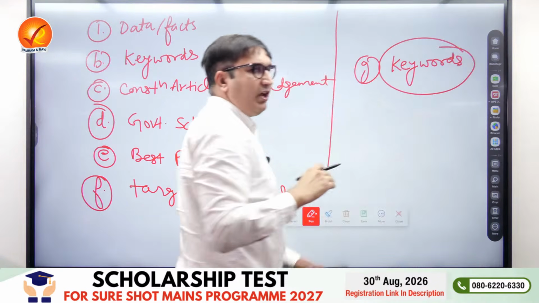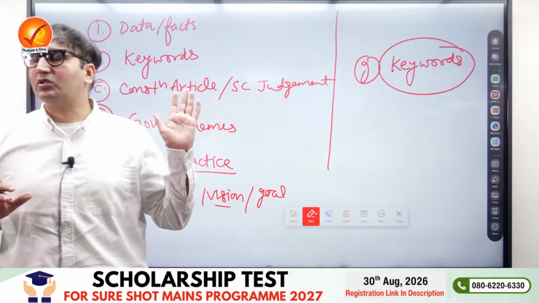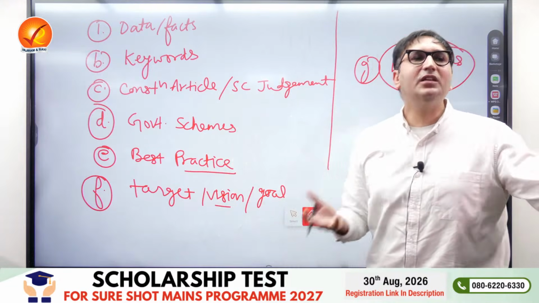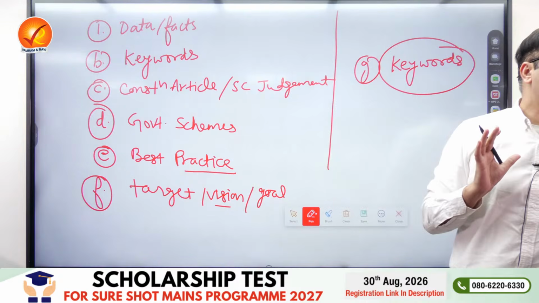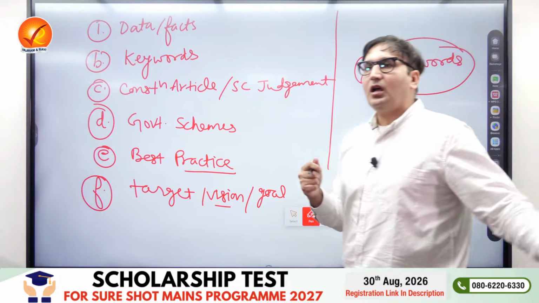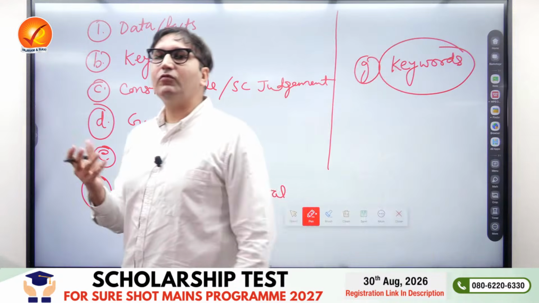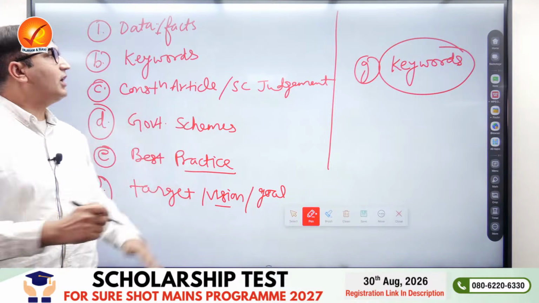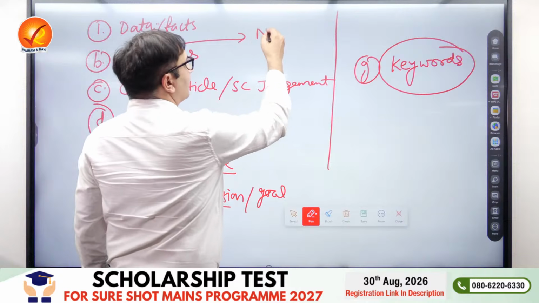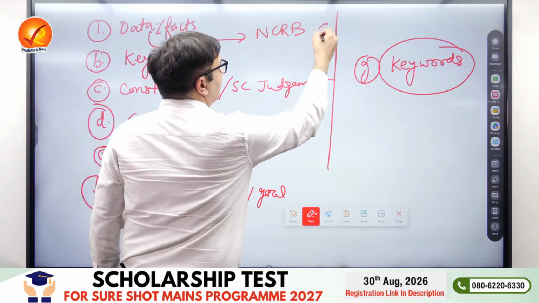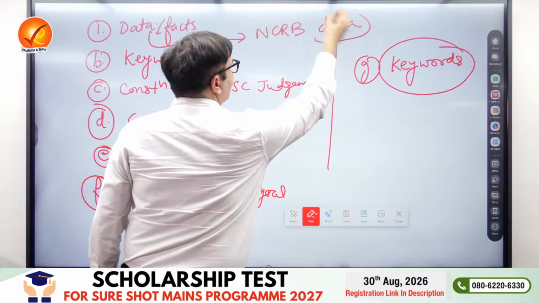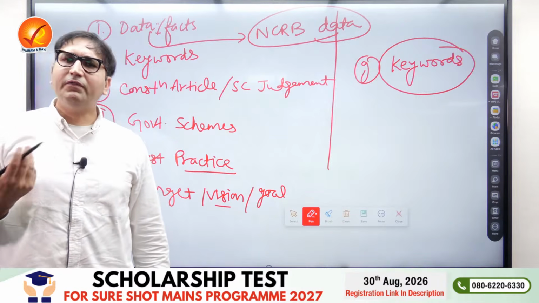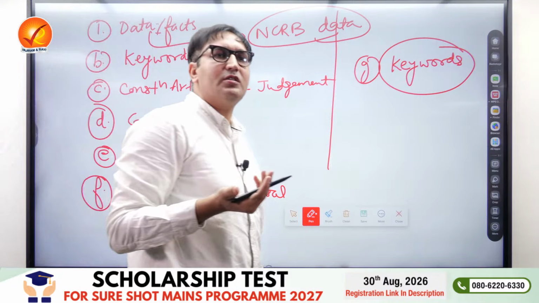Once you have made these things into your notes, now it is very easy for you. It is extremely easy for you to generate the points. For example, let us say I have data, or a fact, about domestic violence. I have, for example, NCRB data about domestic violence. Now by reverse engineering, obviously I will be making the point of domestic violence.